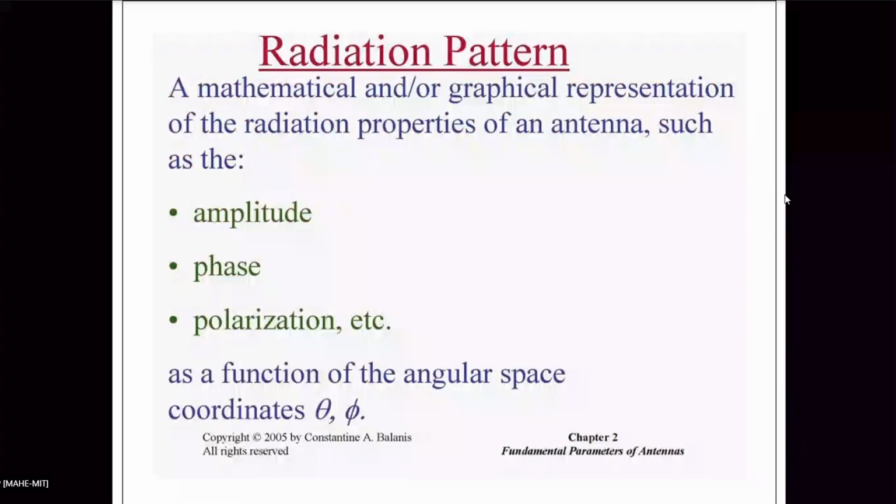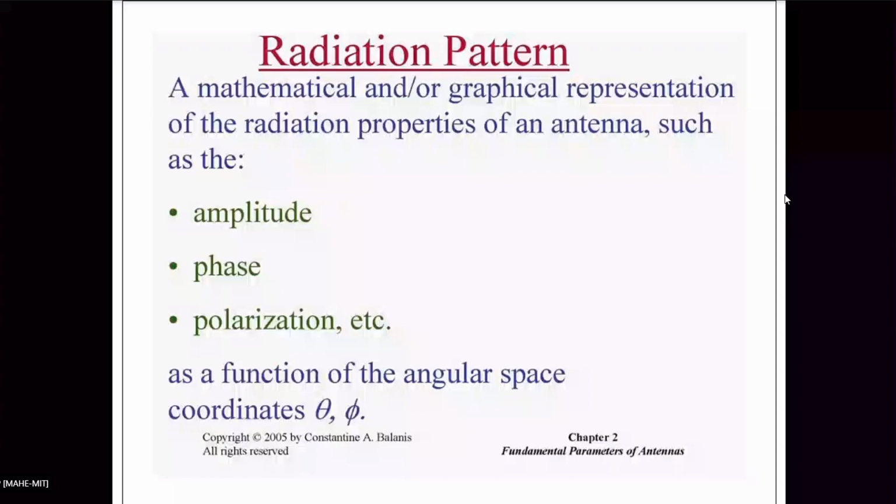So, radiation pattern. As per this slide, it is a mathematical or graphical representation of the radiation properties of an antenna, such as amplitude, phase, polarization, etc., as a function of angular space coordinates theta and phi. Although r is also a coordinate, we don't consider it because at a far-off distance the pattern is independent of r. Even if you vary r, the shape of the pattern will remain the same. So you vary only theta and phi.